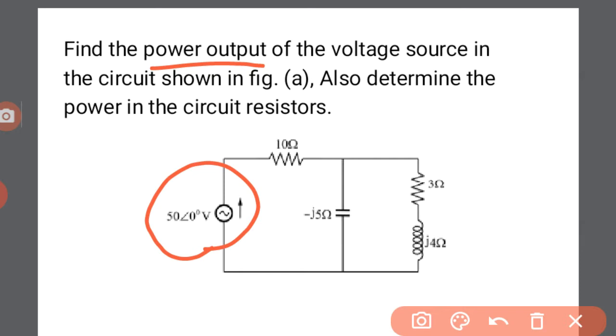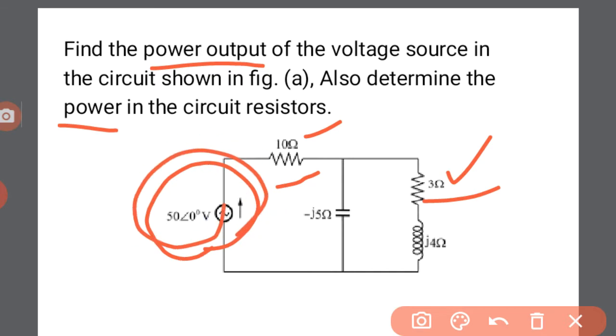Find the power output of the voltage source in the circuit shown in figure A, and also determine the power in the circuit resistors. The circuit resistors are 10 ohms and 3 ohms. So across the 10 ohm and 3 ohm resistors you have to find the power, and at the same time the power at the 50 angle 0 degrees voltage source.